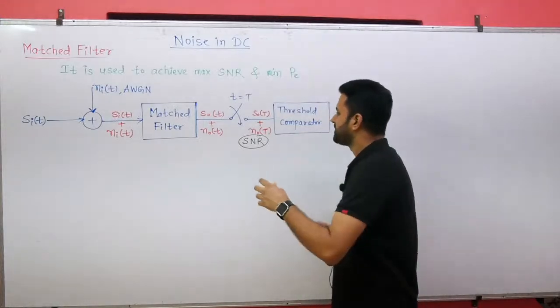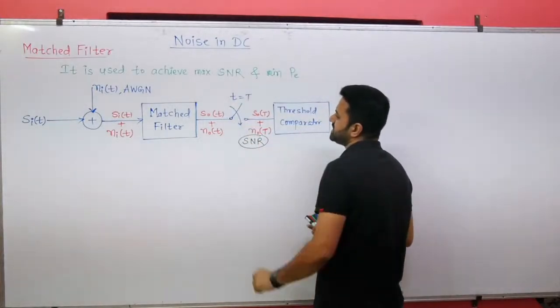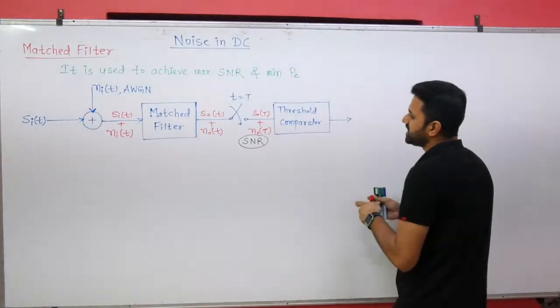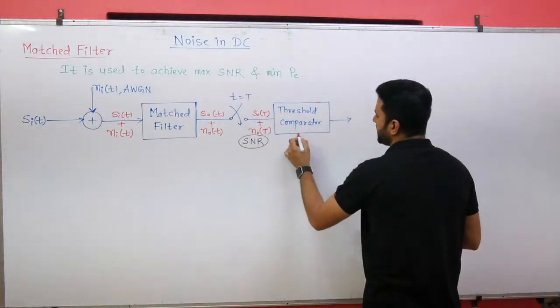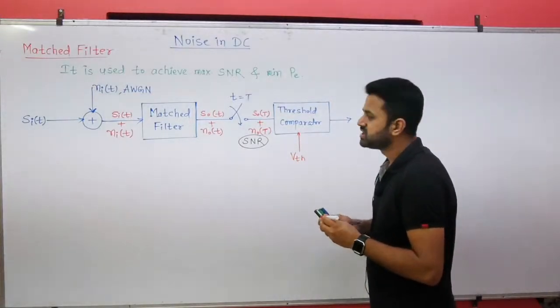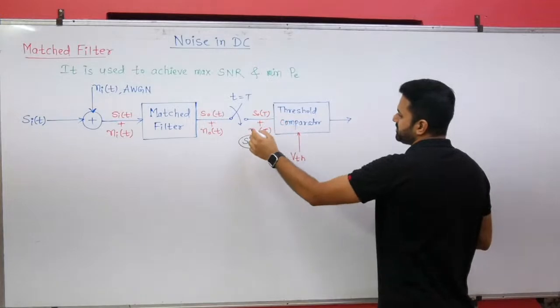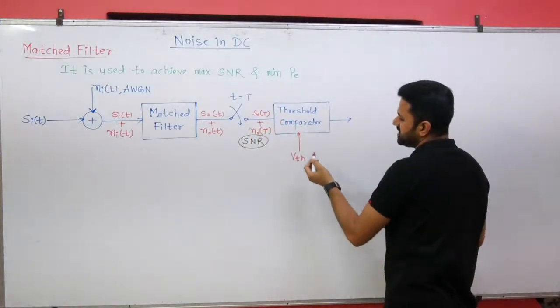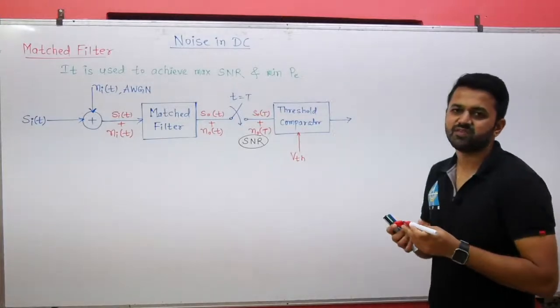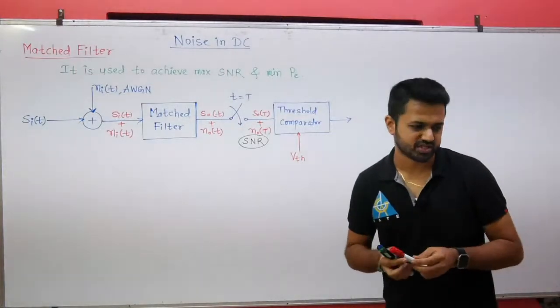Now after that we sample the signal plus noise, and we compare it with the threshold comparator, where we have some threshold value. We compare this signal plus noise with the threshold value, and according to that we take the decision in favor of 1 or 0.